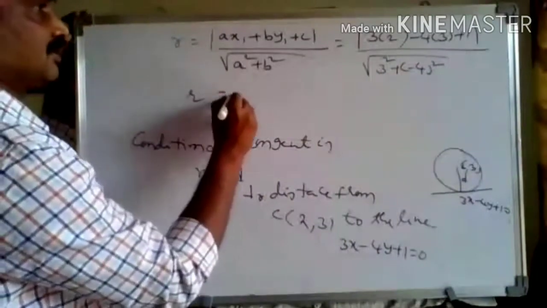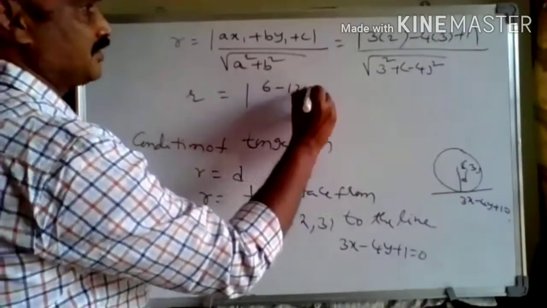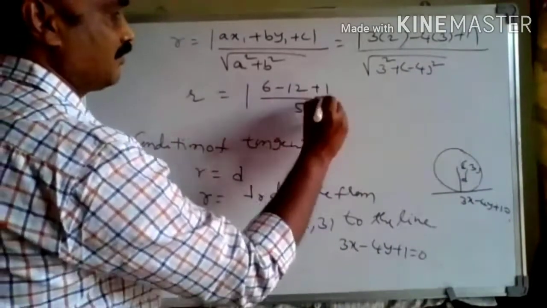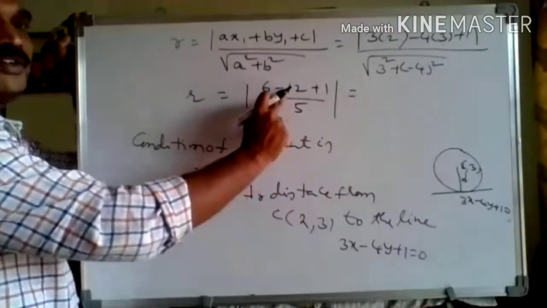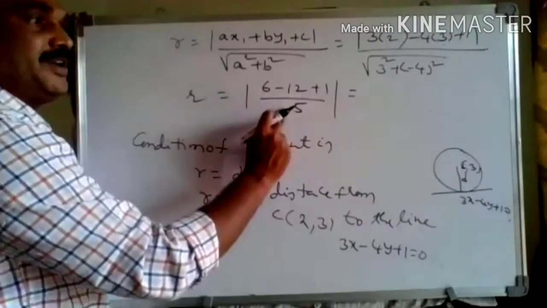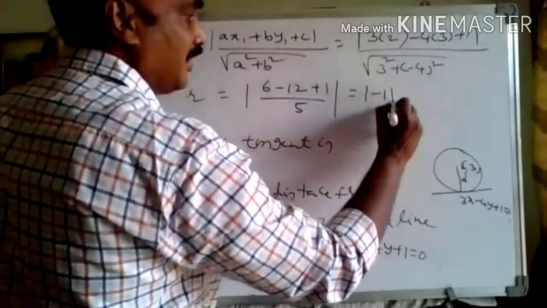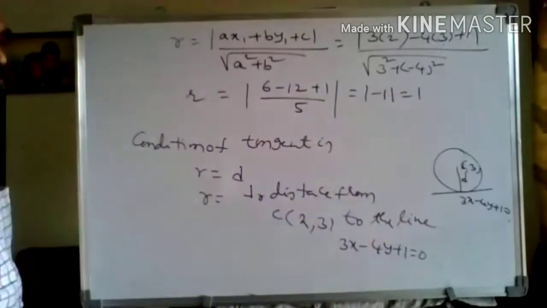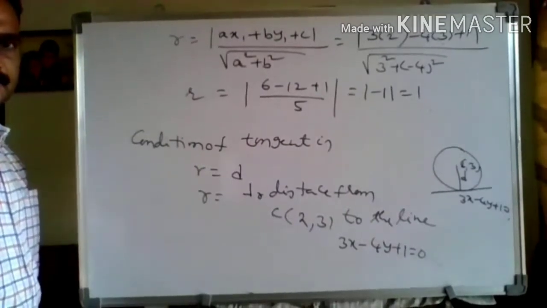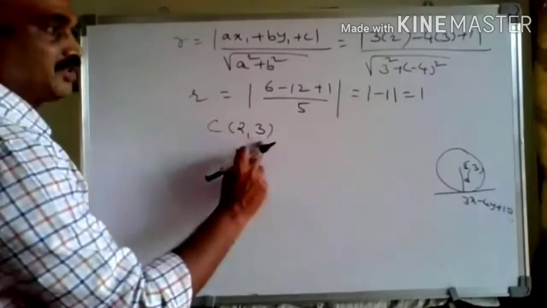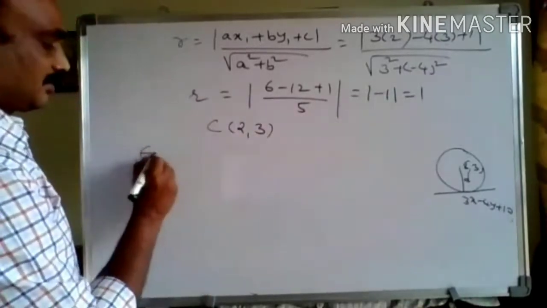So r is equal to 3 2s are 6 minus 12 plus 1 by 5. 6 plus 1 is 7, 7 minus 12 is minus 5, minus 5 by 5 is minus 1. So mod of minus 1 is equal to 1. So radius is equal to 1. Center is 2 comma 3, radius 1.